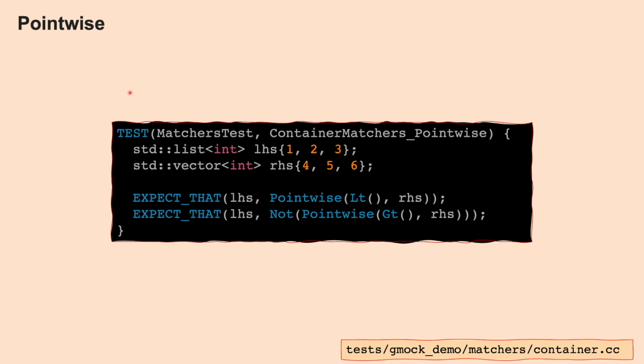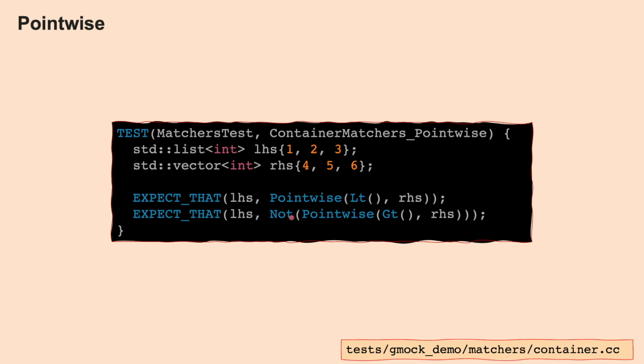Another interesting matcher is called pointwise matcher. This is used when you want to compare the elements inside two collections pointwise. Basically, I want to do a comparison between 1 and 4, and a comparison between 2 and 5, and a comparison between 3 and 6. So here I'm saying expect that the left-hand side vector is pointwise less than the right-hand side vector, which means every item in this vector is less than the corresponding item inside this vector. 1 is less than 4, 2 is less than 5, and 3 is less than 6.